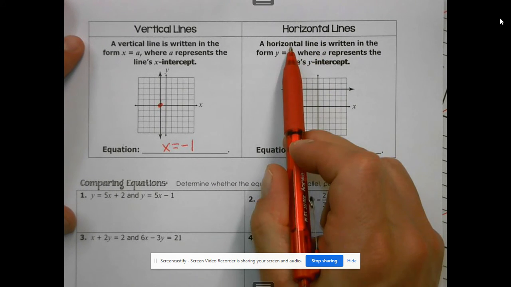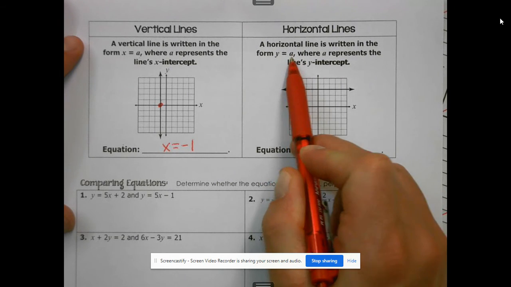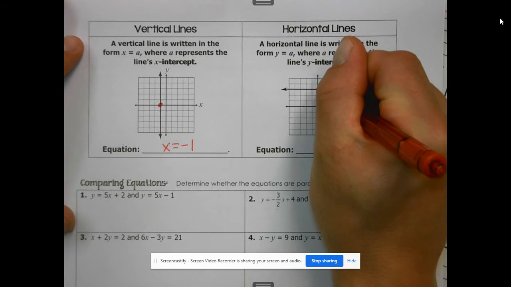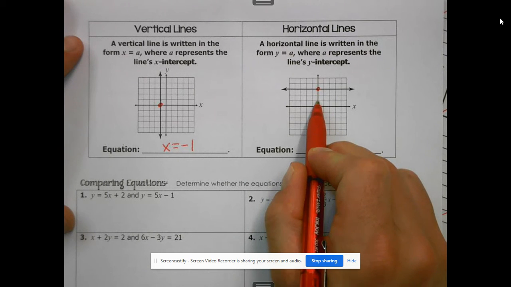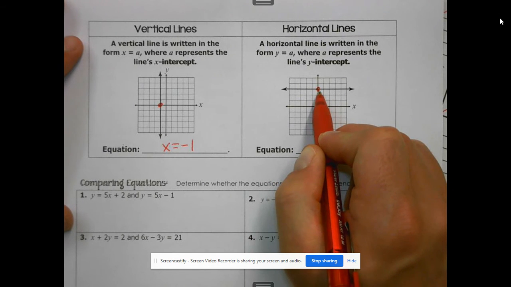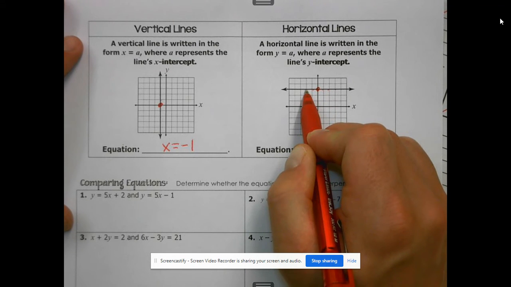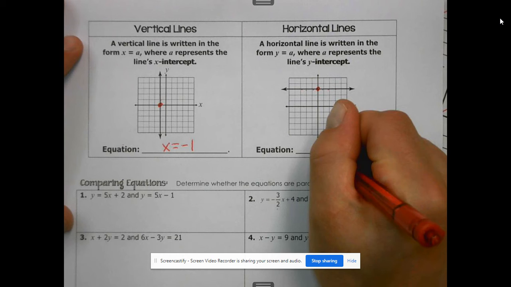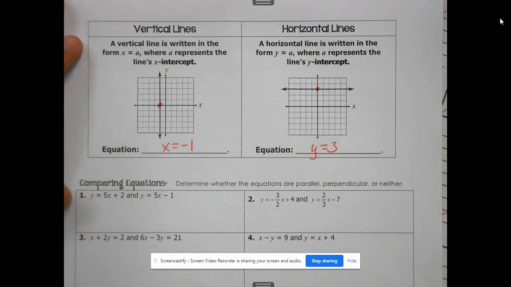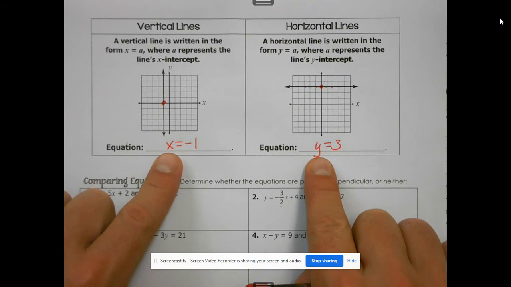For horizontal lines, a horizontal line is written in the form y equals a, where a represents the line's y-intercept. Check out this line. The y-intercept for this graph is 1, 2, 3. And you notice the y-coordinate for any point on this line will be a 3: 1, 3; 2, 3; 3, 3; -1, 3; -2, 3; -3, 3. So the equation is always y equals its y-intercept. In this case, it is 3. Vertical lines are x equals. Horizontal lines are y equals.